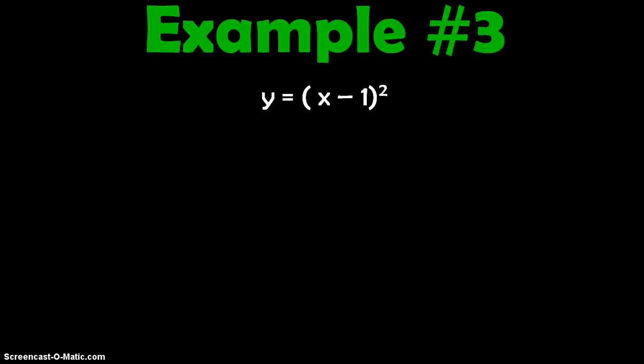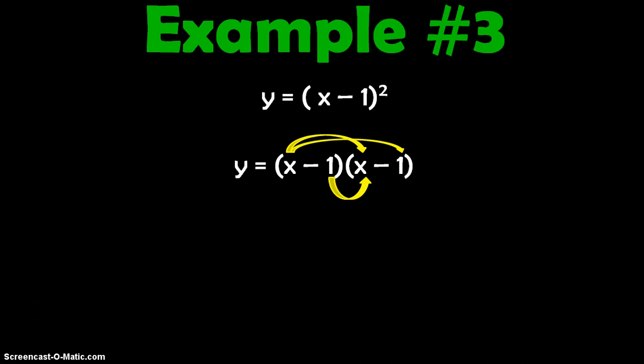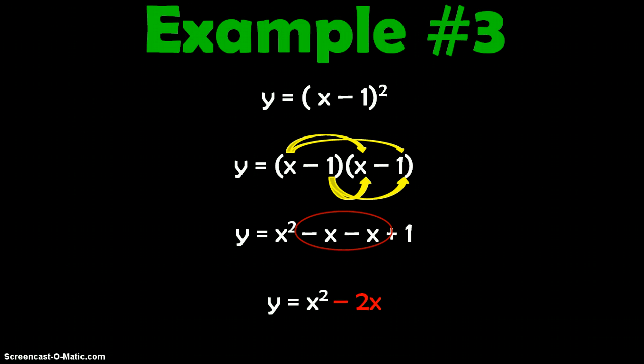Example number 3, we have y equals x minus 1 squared. The only difference on this one is we don't have a number on the outside. It doesn't change anything though, except we'll have one less step in the end. So we have x minus 1 squared, which means we're going to do x minus 1 times x minus 1. Again, we're going to distribute the x to the x, to the negative 1, the negative 1 to the x, and the negative 1 to the negative 1. When we do this, we have x squared minus x minus x plus 1. Combine our like terms just like before, so we have x squared minus 2x, and then there's nothing to combine with the plus 1, so we just bring that down to the answer. So our answer is x squared minus 2x plus 1.